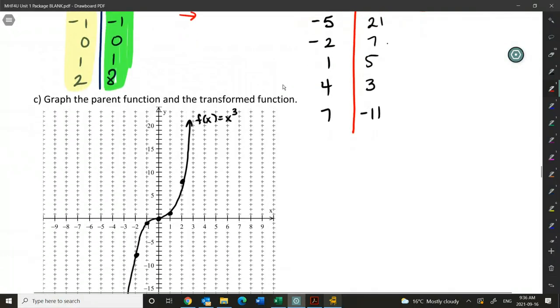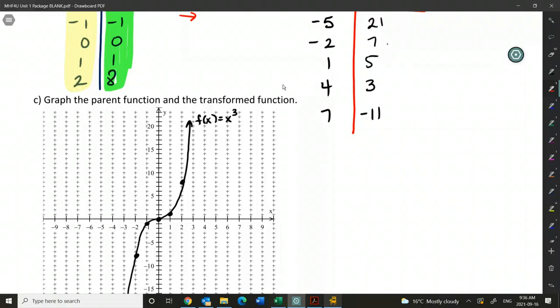And then I'm going to start graphing the transformed function. As soon as I can get this to be quiet. There we go. -5, 21. -2, 7. It's here. 1, 5. 4, 3. And 7, -11, which is here. Yes.